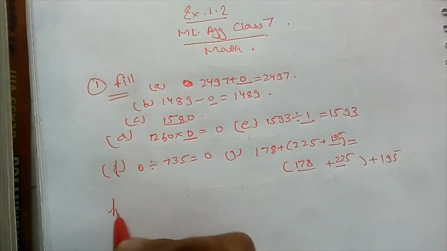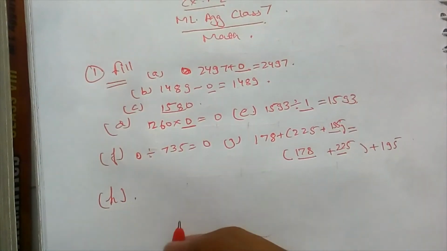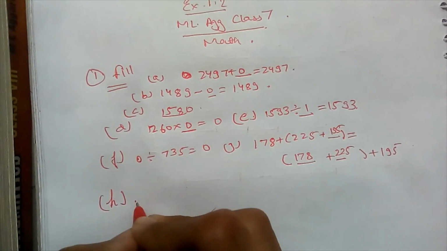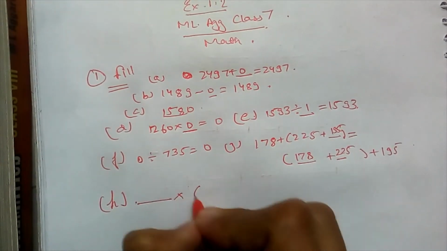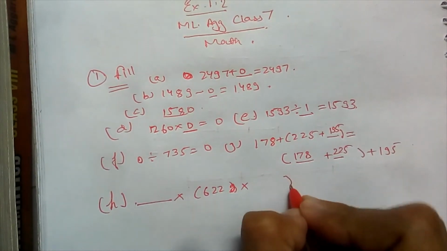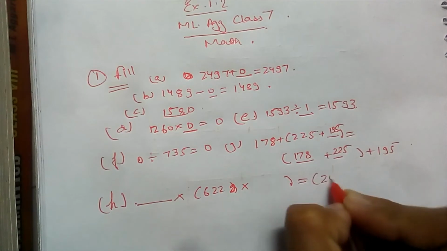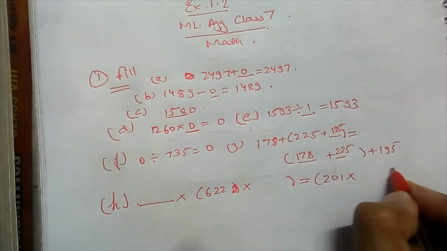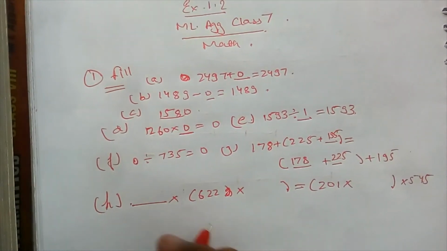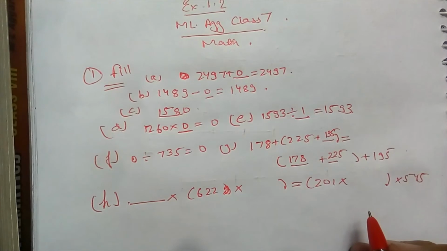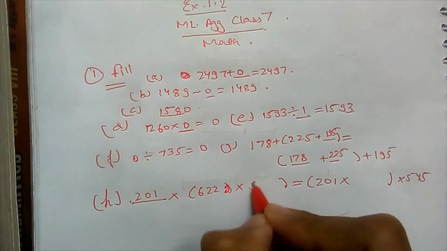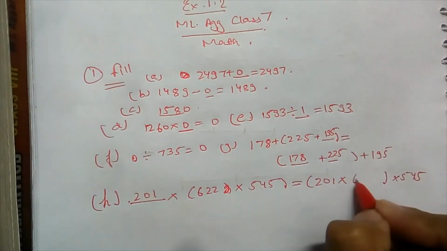Now moving to the last part, which is H. Okay, here's I also. Second last: blank, 622 times blank is equal to 201 times blank into 545. So here it will be 201, 545 and 622 done.